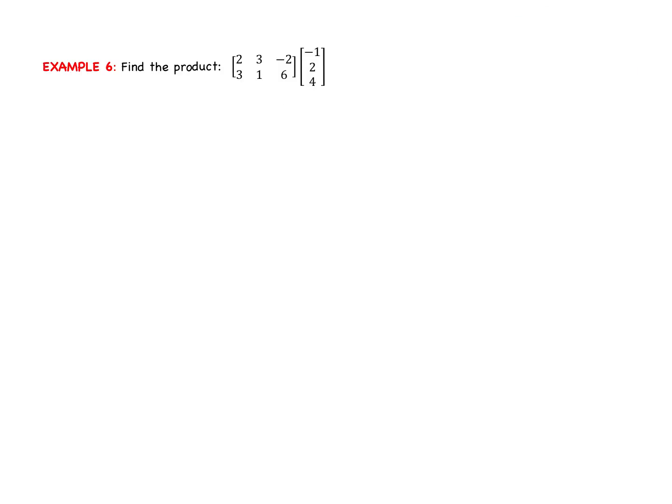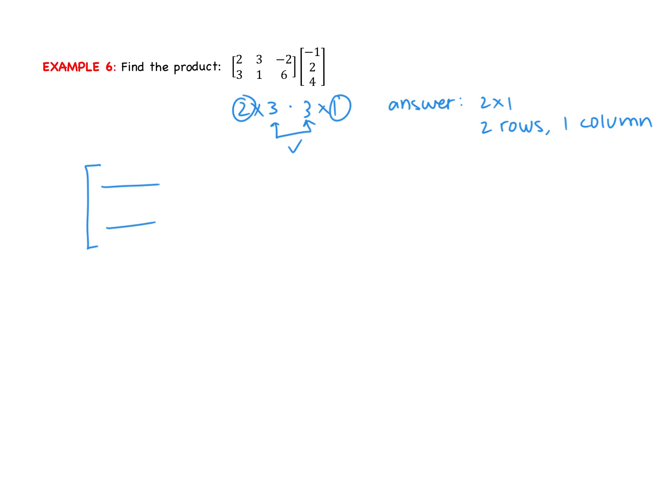Okay, find the product. So again, start with the dimensions. The first matrix has 2 rows and 3 columns. Second matrix, 3 rows, 1 column. Okay, so inside numbers match, which means yes, this is possible. Our answer is going to be the outside. So our answer should be a matrix that's 2 by 1, which means 2 rows, 1 column. So it's going to look something like this. Row, row. 2 rows, 1 column.